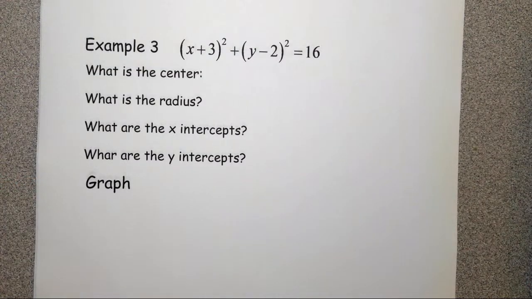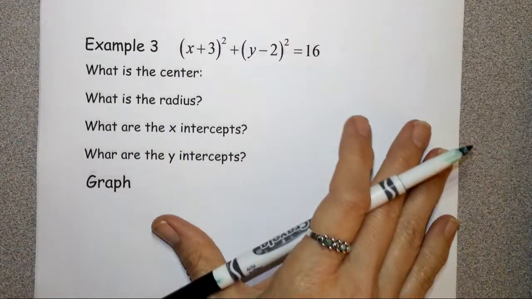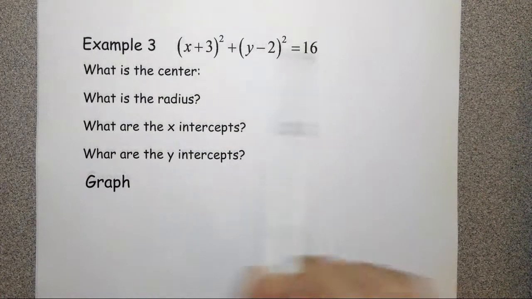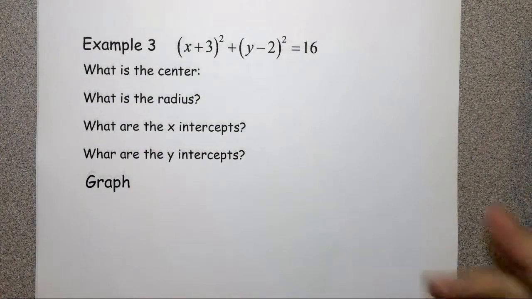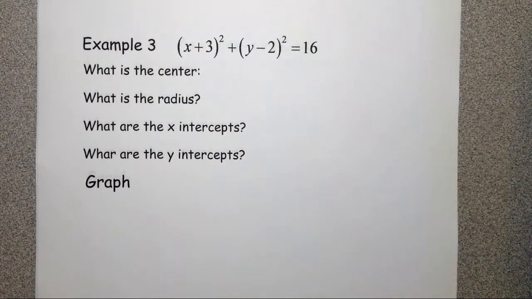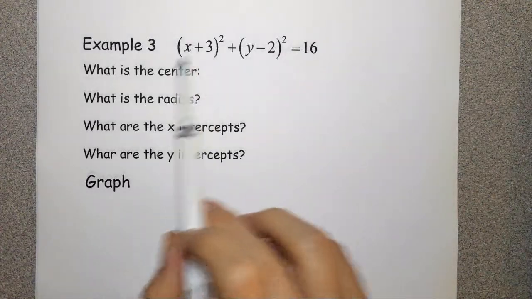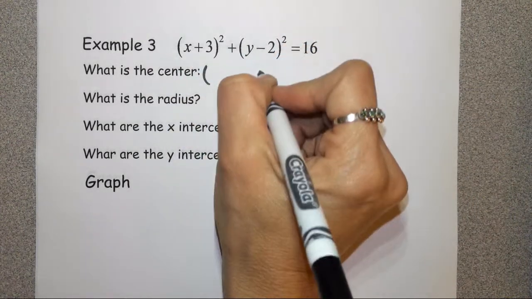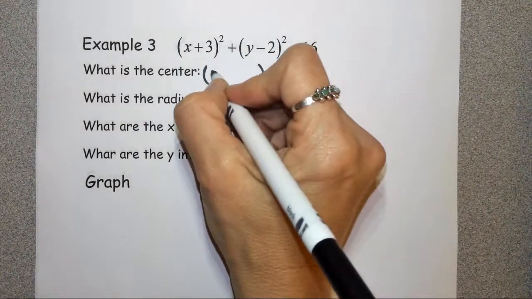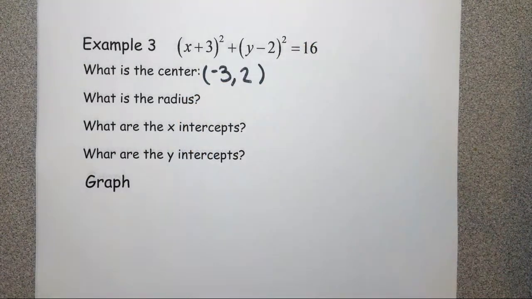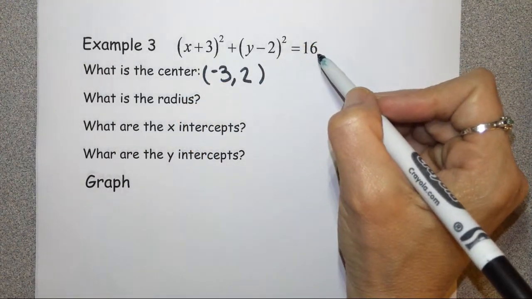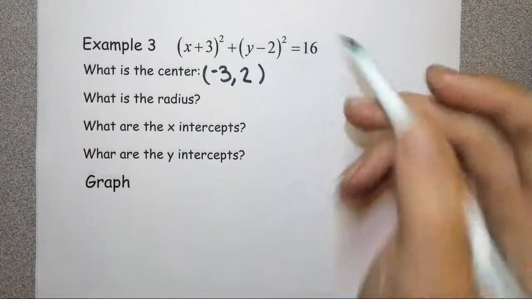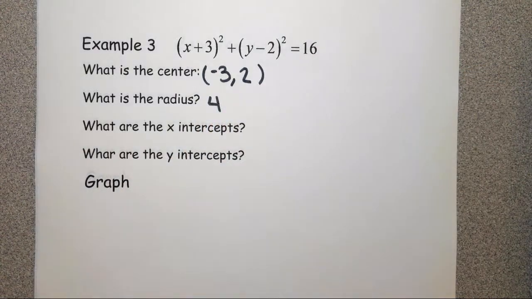So example 3. Follow along. Is this in standard or general form? Standard. It's in standard, and they want the center. Well, we know the center is in the parentheses, so do I do what it says or the opposites? So what's my center? -3. Perfect. Is this the radius? No, it's the radius squared, so what's the radius? 4. What's hard so far?